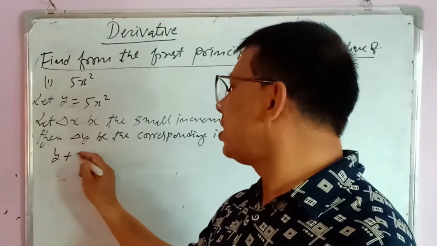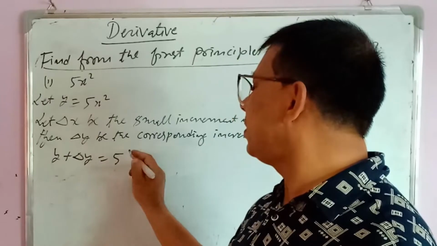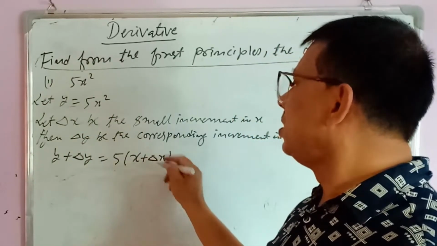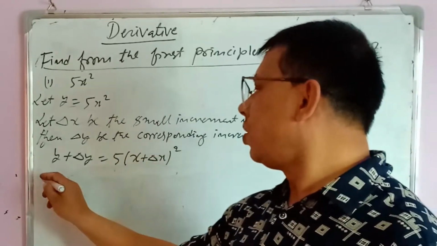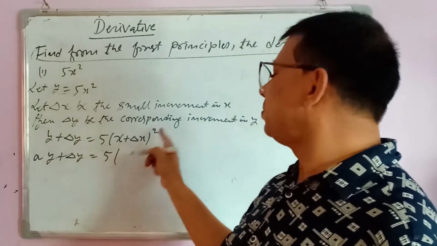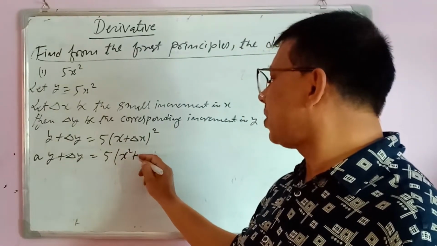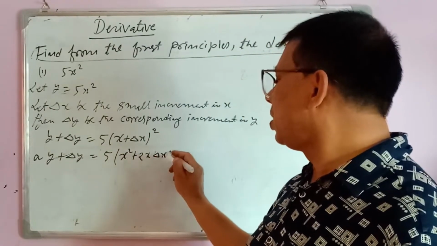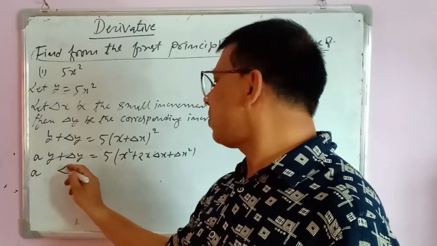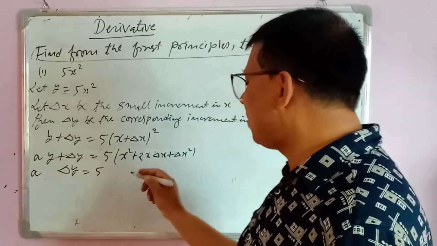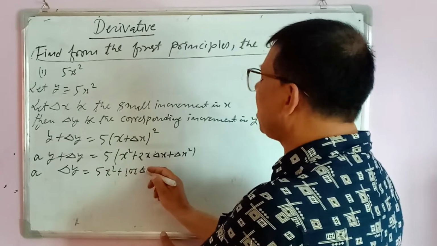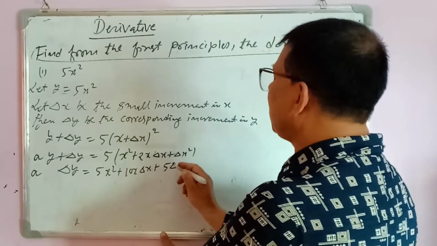So y plus delta y equal to 5. In place of x we are adding delta x. So 5 times x plus delta x, whole square. Now the a plus b square formula: a square plus 2ab plus b square. Now open the bracket, alright, y plus delta y equal to 5x square plus 10x delta x plus 5 delta x square.